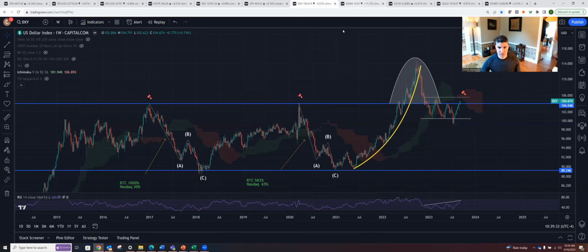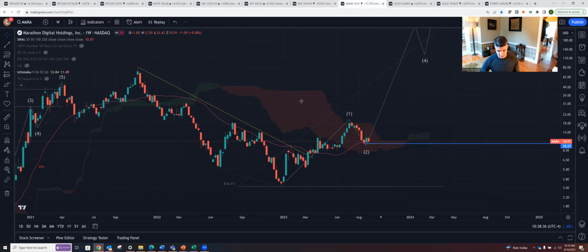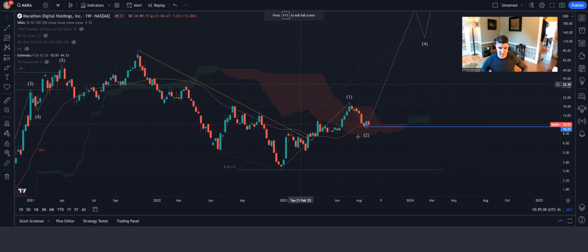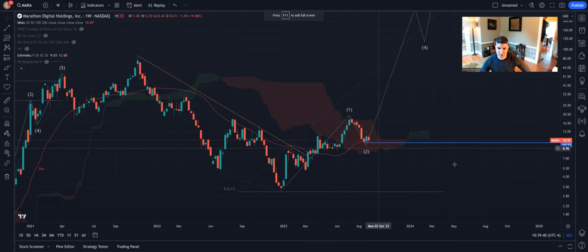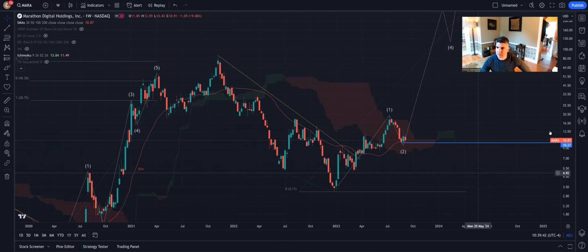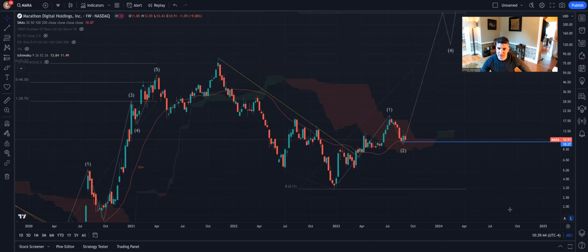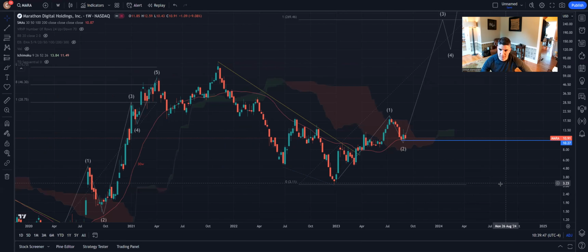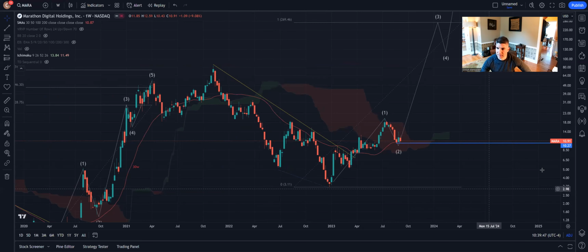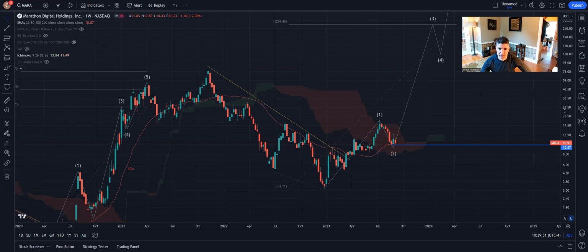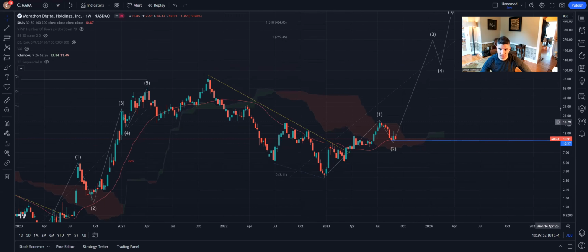All right, let's go to the miners. Let's go to Mara, kind of my bellwether for what the miners are doing, because I think it's the healthiest looking miner at the moment. Why do I think it's the healthiest looking miner at the moment? Well, not because of anything fundamentally, simply because of what the technicals are showing me, and I could most certainly be wrong.